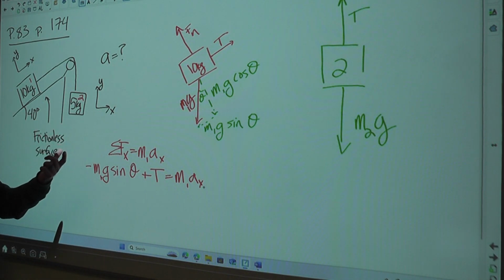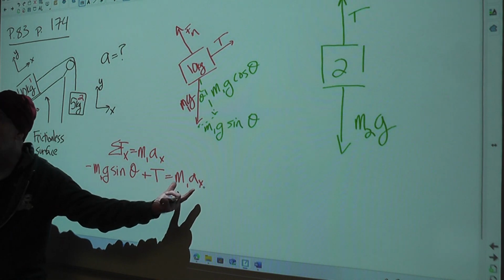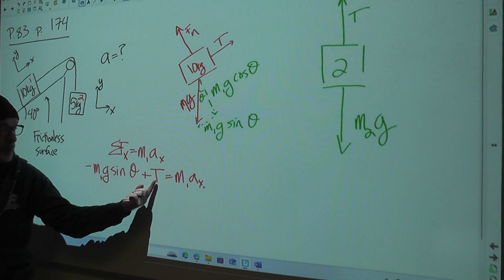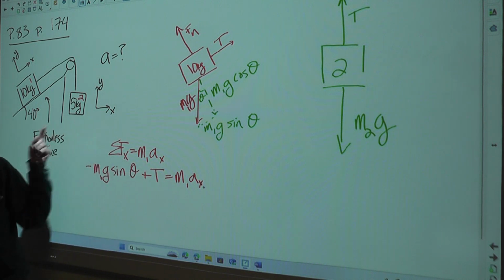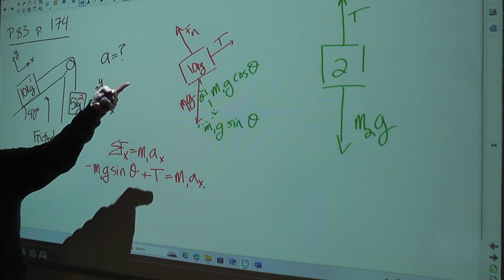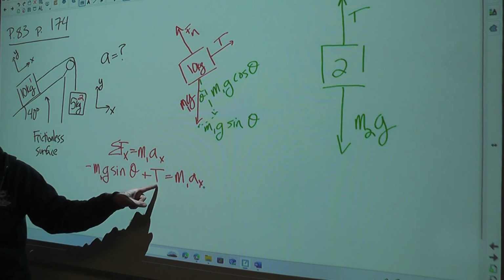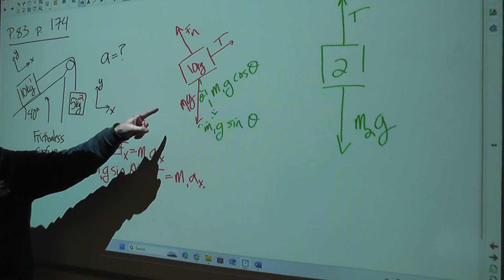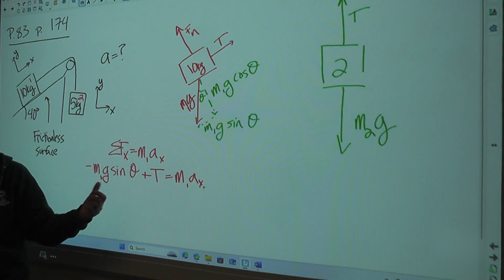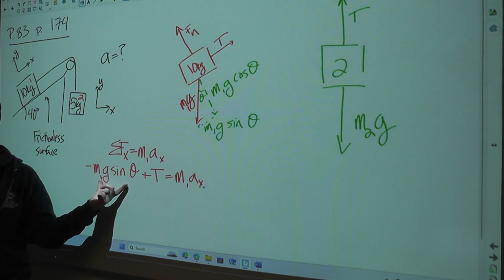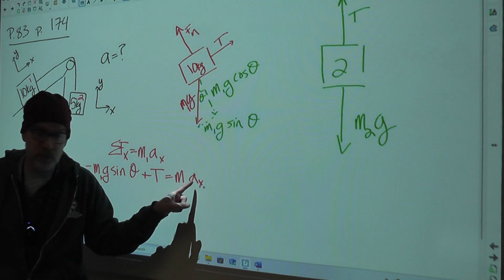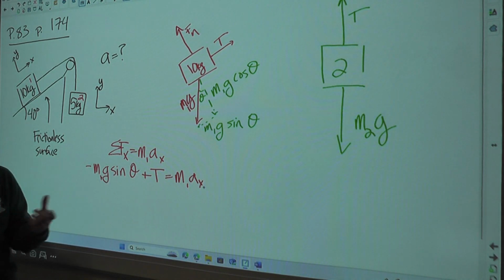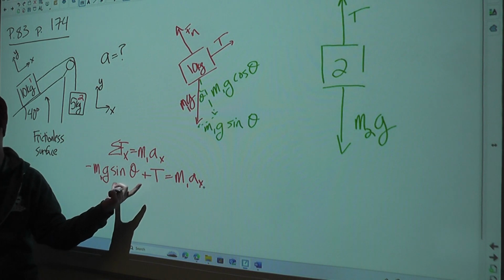Is it accelerating? We don't know. This might be 0. If that's the case, the magnitude of these two forces is the same. It might be accelerating up the ramp in our positive direction, in which case our tension force is bigger. It might be accelerating down the ramp in our negative direction, in which case the parallel component of the gravitational force is bigger. We don't know. So we don't know whether this is positive or negative, and we don't know whether the sum of these forces is positive or negative.